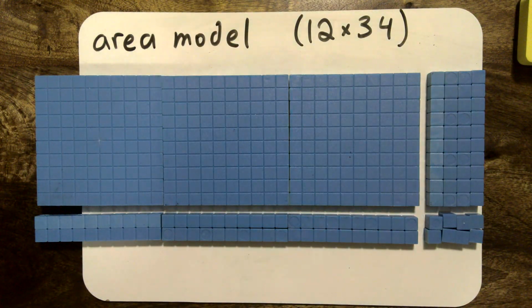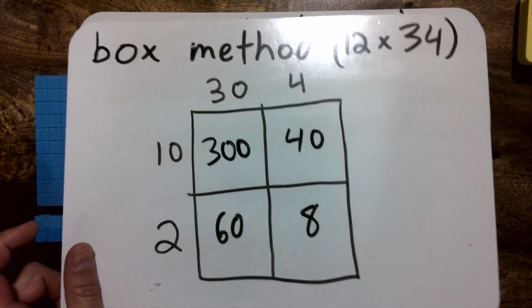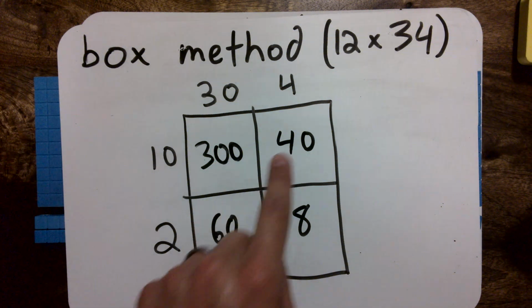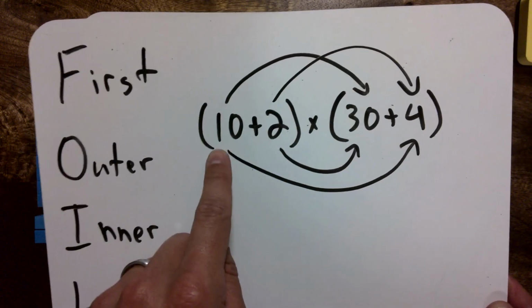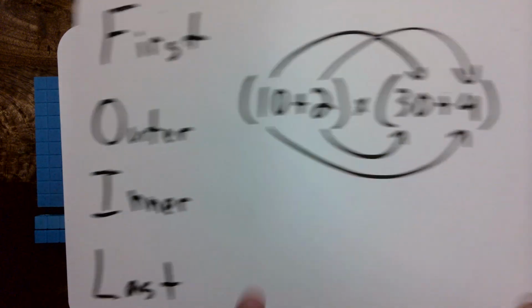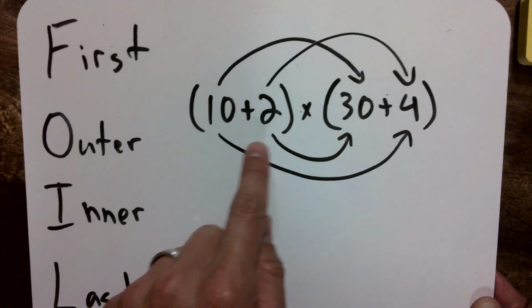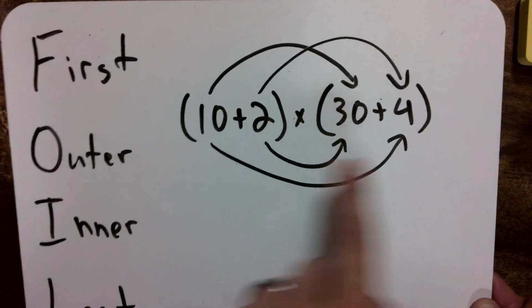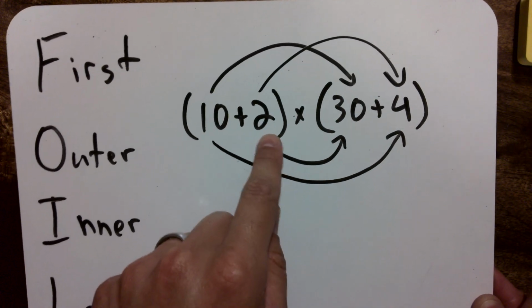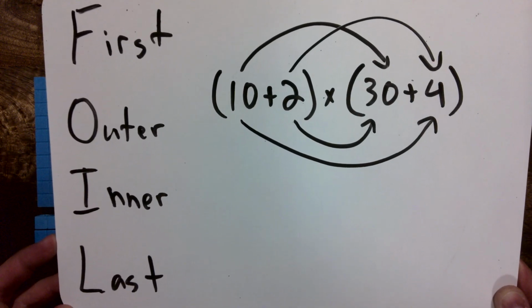And again, with that FOIL method, the 300, that's the first, 10 times 30. This 10 times 4, that's the outer. It's 2 times 30, the 60 there, that's the inner. And then this 2 times 4, the 8, that's the last, the last in each of the grouping symbols in the parentheses. So this box method contains all the exact same components as that first, outer, inner, last.